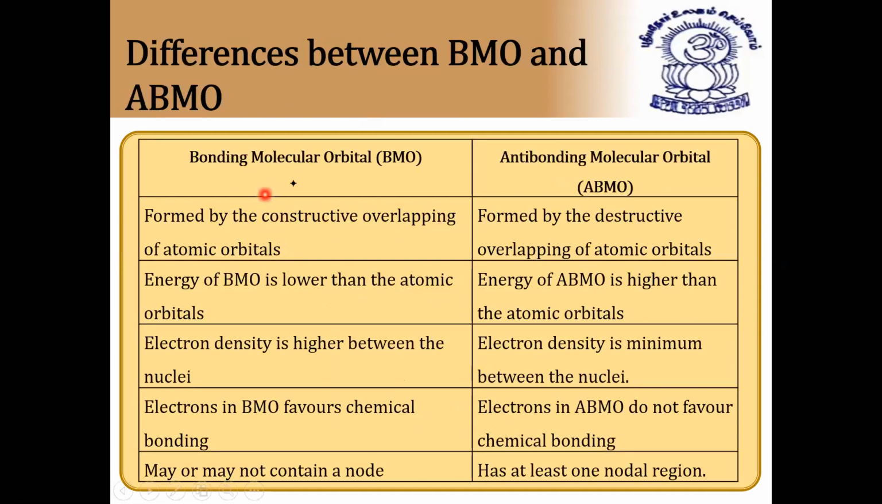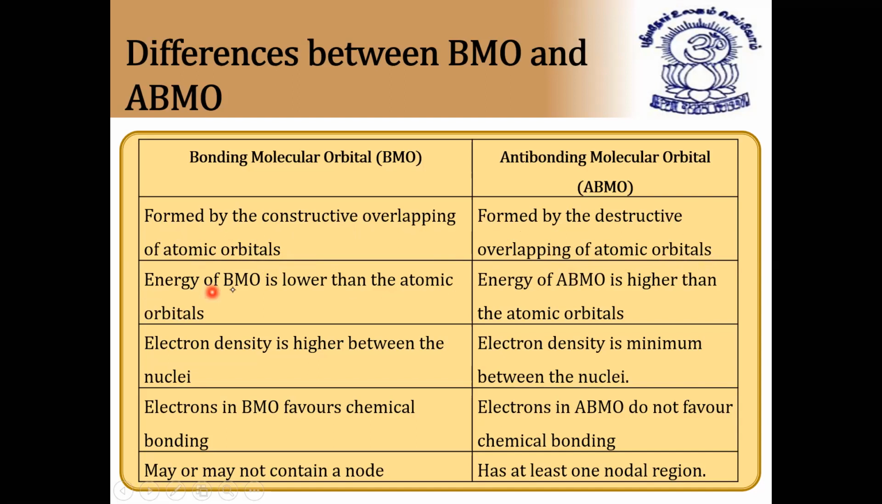Differences between bonding molecular orbital and antibonding. First, we are discussing bonding molecular orbitals. It is found by the constructive overlapping of atomic orbitals. And anti-bonding molecular orbitals are found by the destructive overlapping of atomic orbitals.